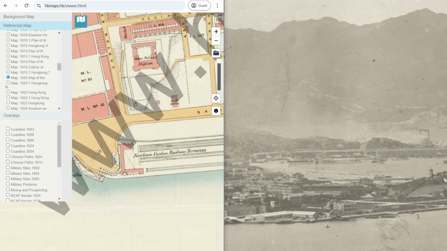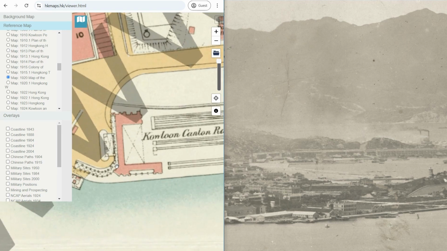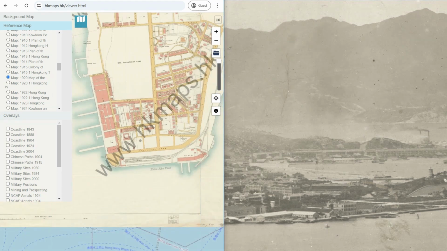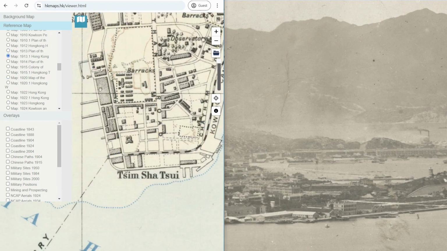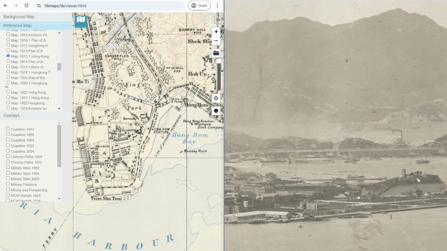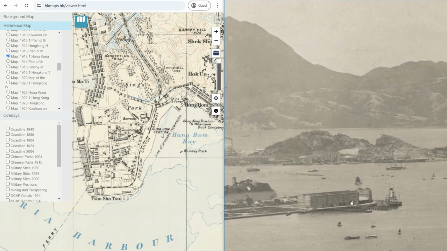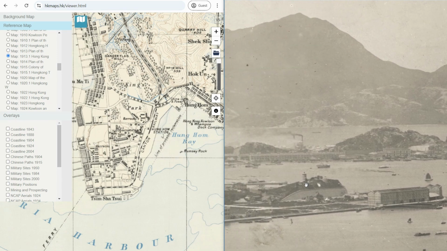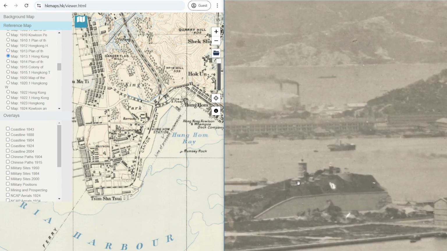Terminus building all gone, of course. All that's left is the clock tower that stood at the corner here of the terminus. What else have we got? More piers down here. These are the Holt's Wharf, and then behind that we've got Signal Hill with the Time Ball Tower up on top.